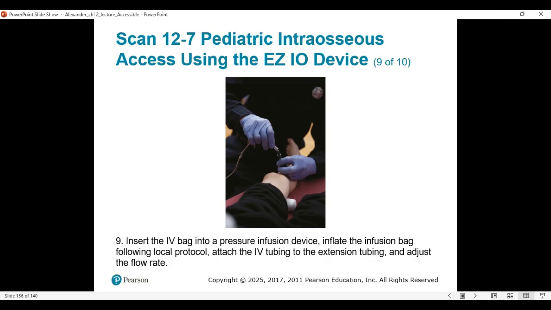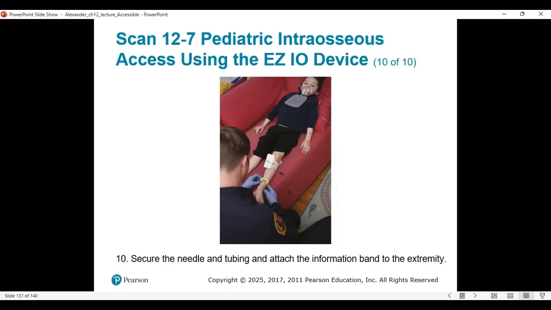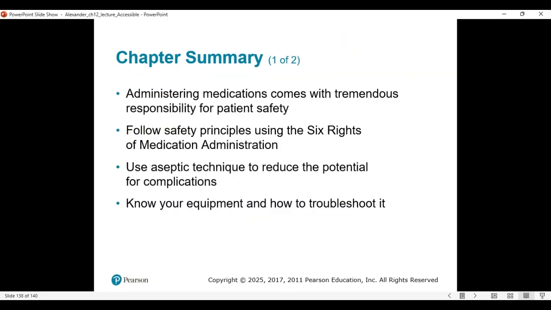Insert the IV bag into the pressure infuser device. Inflate the infuser bag. Follow your protocols. Secure the needle and tubing however your company secures it. I know that EZ-IOs have a stabilizer kit that comes with it.